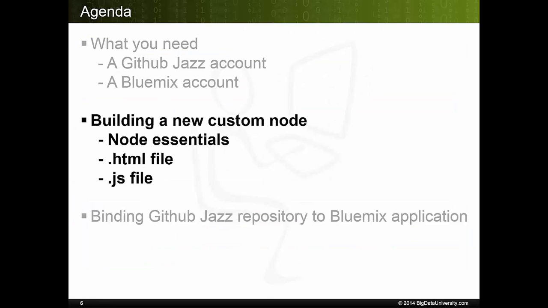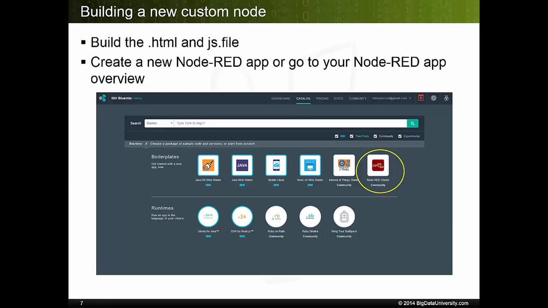So building a new custom node. In the next video, I explained how a Node-RED node is divided. So we have two files, an HTML file, that is the node visual, and a JavaScript file, that is the node logic. So you have to code those files, and once you have those files, you can go to your Node-RED application in Bluemix and add a Git repository to that application.